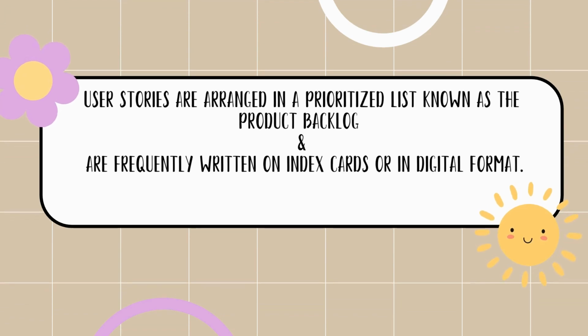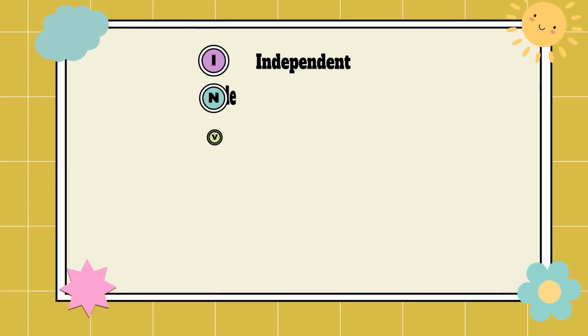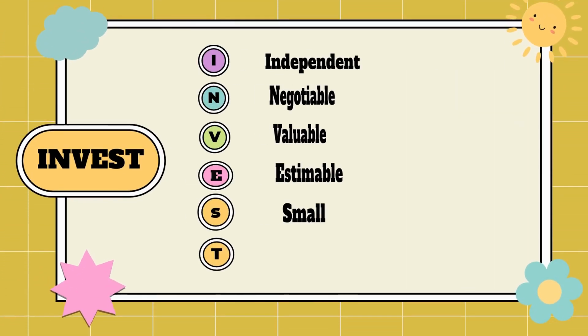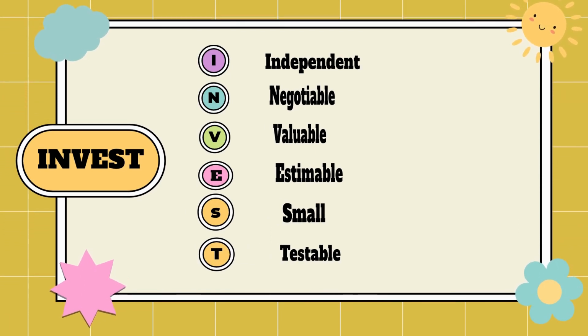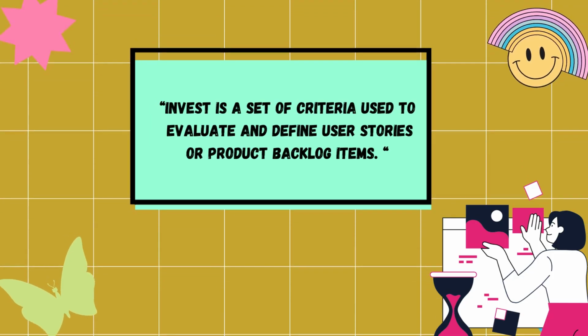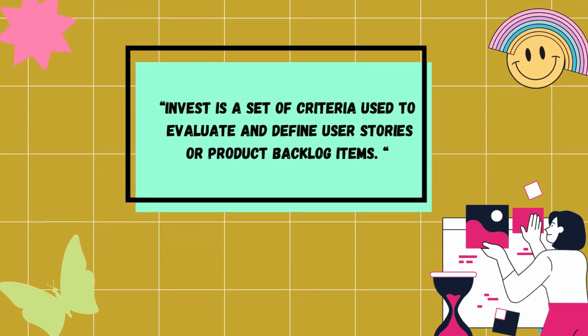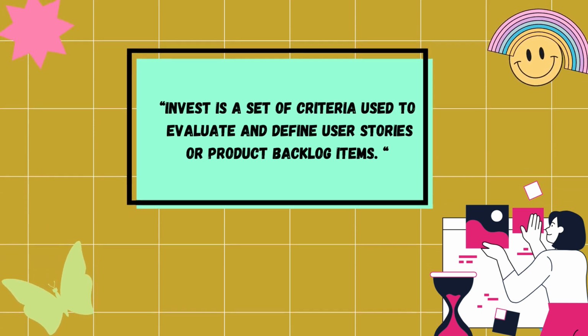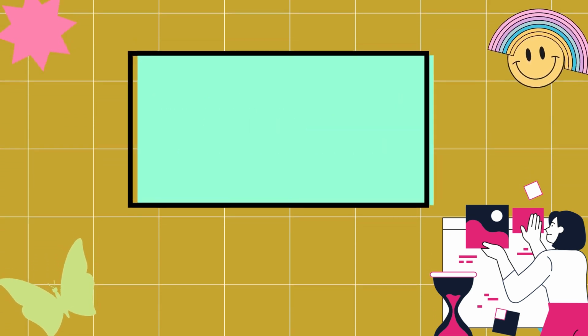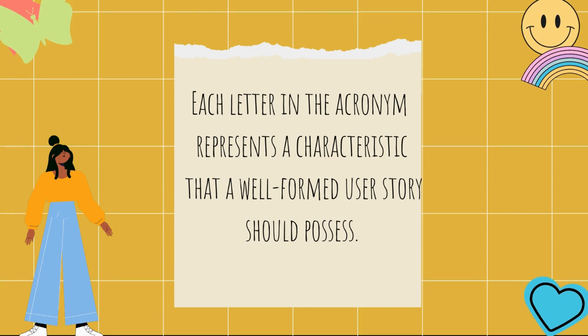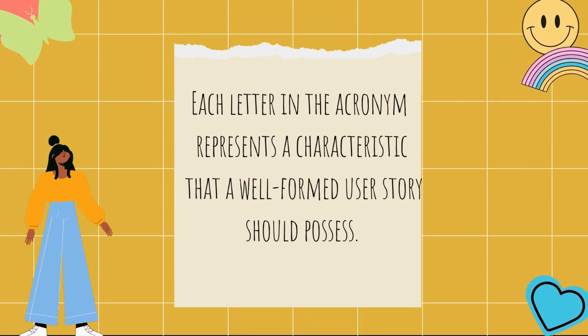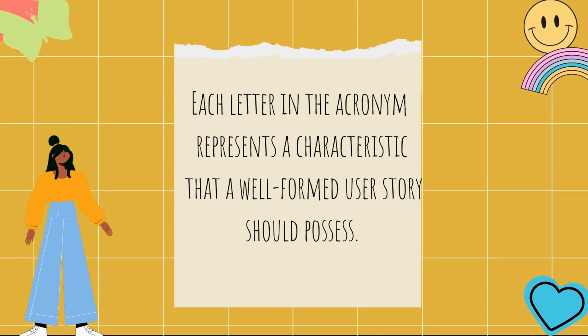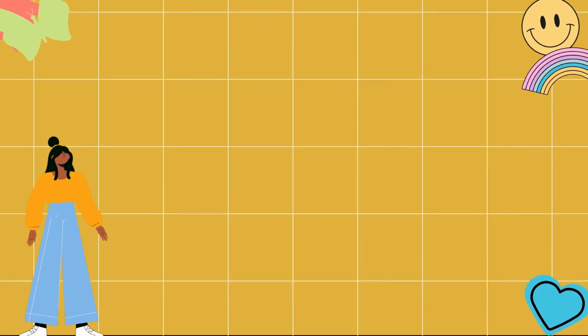In Scrum, INVEST is an acronym that stands for independent, negotiable, valuable, estimable, small, and testable. It is a set of criteria used to evaluate and define user stories or product backlog items. Each letter in the acronym represents a characteristic that a well-formed user story should possess. Here's a breakdown of each element.